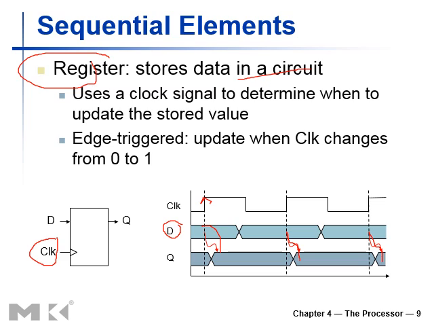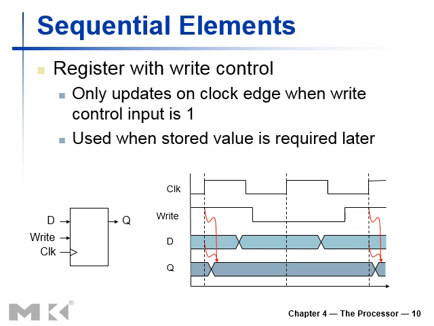So basically it uses a clock signal to determine when to update the stored value, and it's an edge triggered system, updated when the clock changes from 0 to 1. So this is a positive edge triggered system in this particular example. And if the system is a negative edge triggered system, then our transitions are done on these edges. In our diagram we have to represent a bubble here in order to represent that the system is synchronized with the clock's negative edge rather than the clock's positive edge, right?